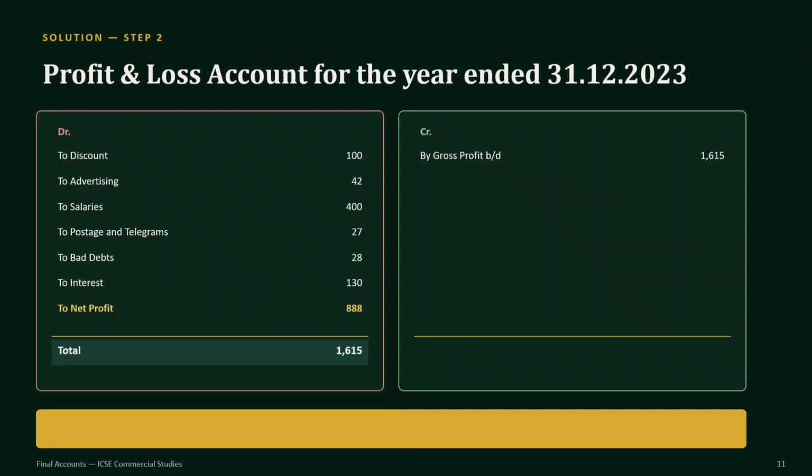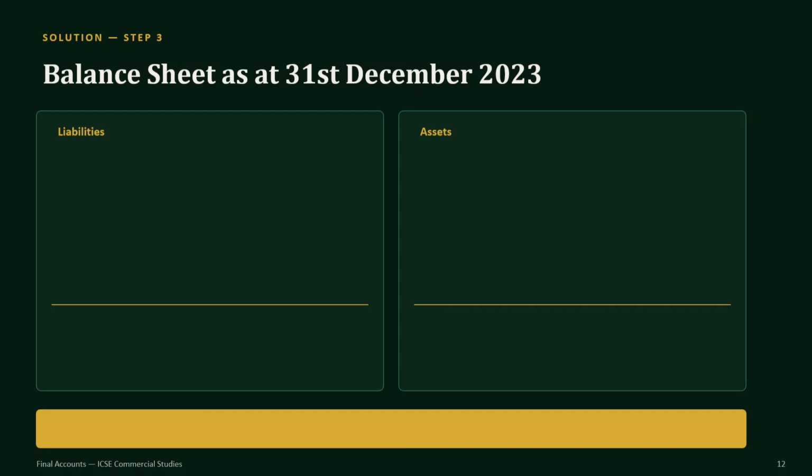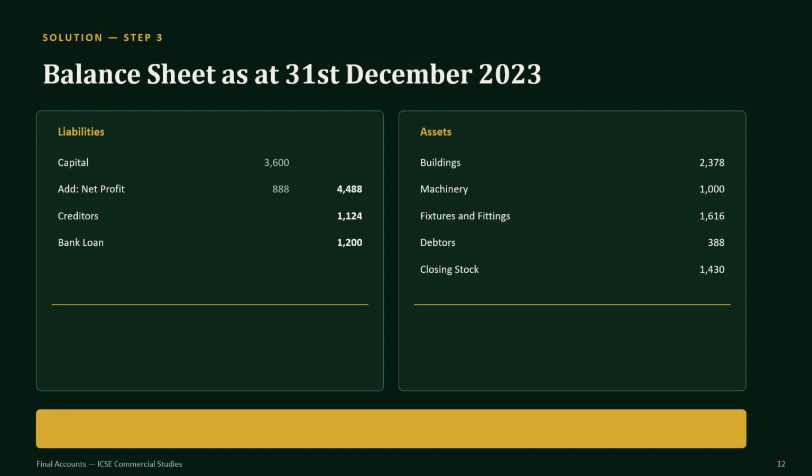Now let's prepare the final statement of your business, which will show what the business owns or owes. This one is not an account, it's just a snapshot. On one side, everything that the business owes, that is capital plus the profit that it just earned, and then the creditors and the loan. On the other side, everything it owns, that is buildings, machinery, fixtures and fittings, debtors, and the closing stock.